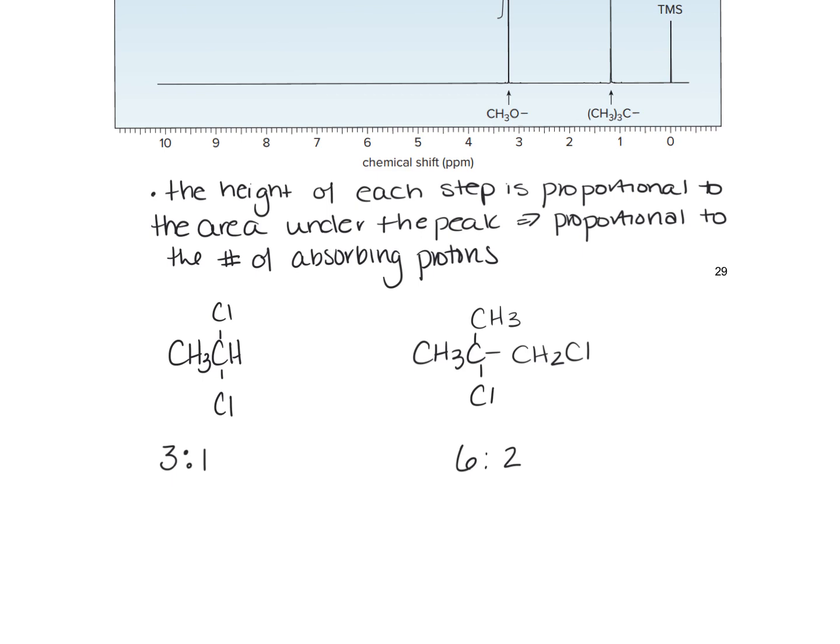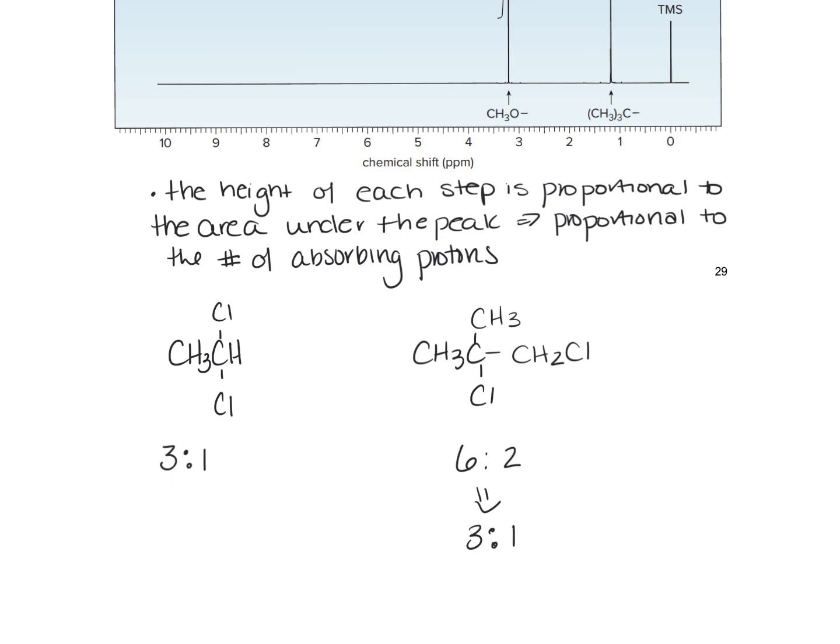And though that also reduces down to 3-to-1, which would give the same ratio as what we see up here, which is 3-to-9, or 3-to-1. So you have to be careful. You have to remember that that's the ratio, not the absolute number, of absorbing protons.